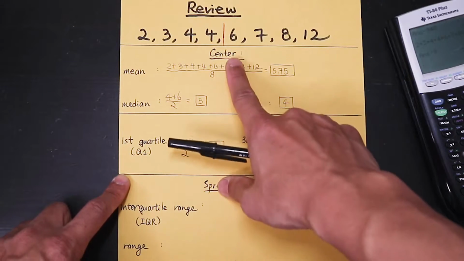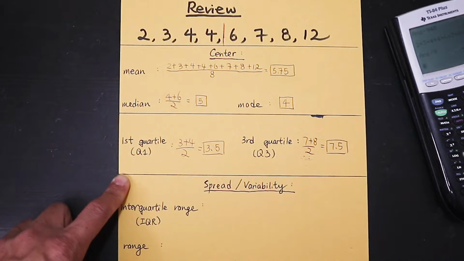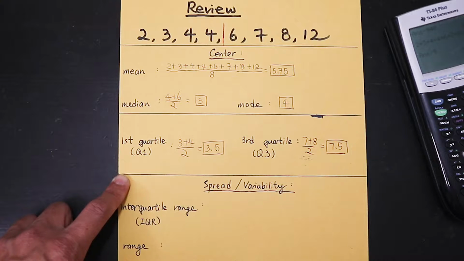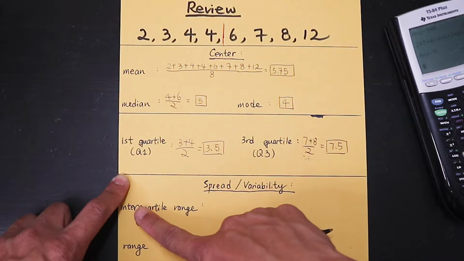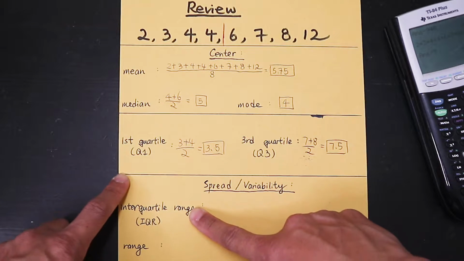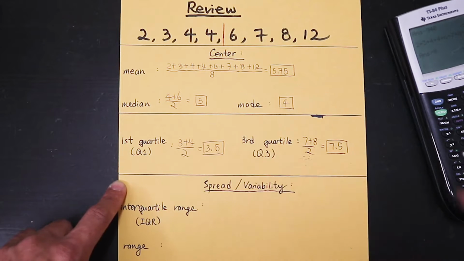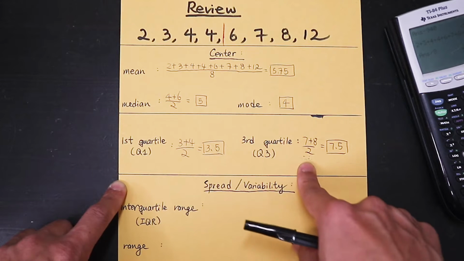Well, besides finding centers of a data set, we also could find out how spread out the numbers in the data set are. So one way to determine how spread out is something called interquartile range. Now, since it has to do with interquartile, that means we're going to use these two quartiles, and range means I'm going to find the difference.